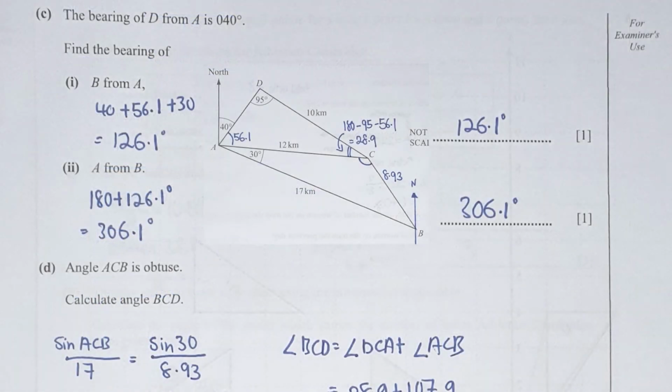Question C, bearing question. Find the bearing of B from A. If we're taking 40 plus 56 plus 30, you will get your results as 126.1, whereby A from B will result in 180 plus 126.1. The reason being, from the point north, I point down to south, this will be 180 degrees already, and by using the alternate angle, you will notice that the rest of it will be 126.1. Hence the total here is 306.1.